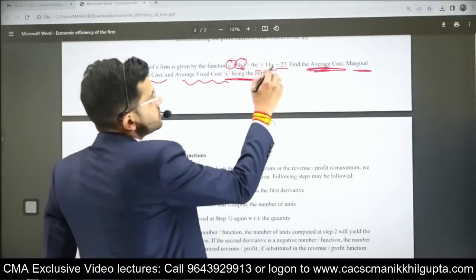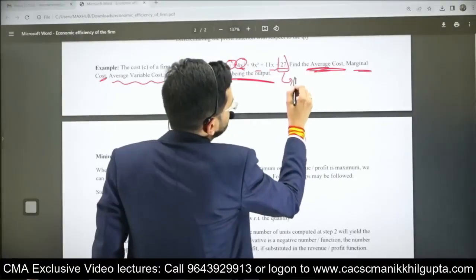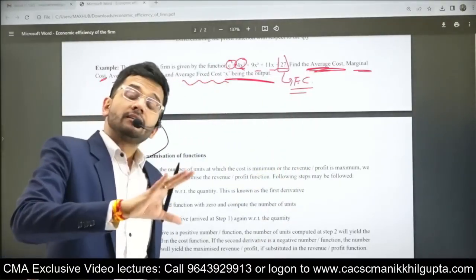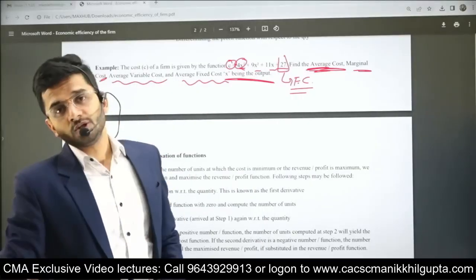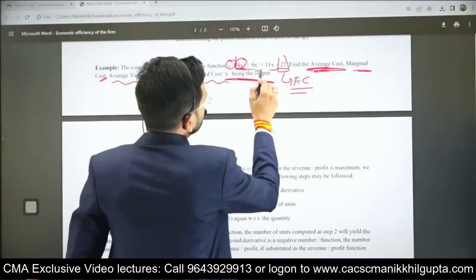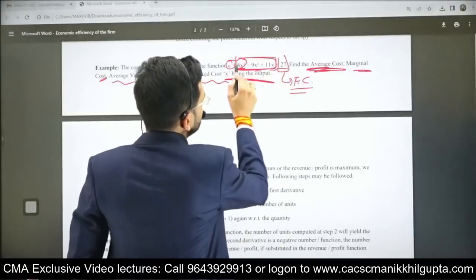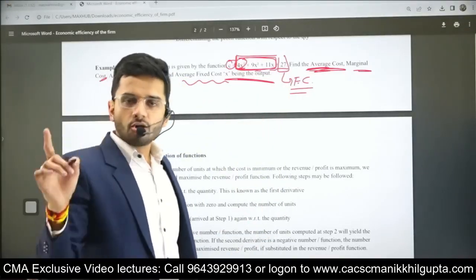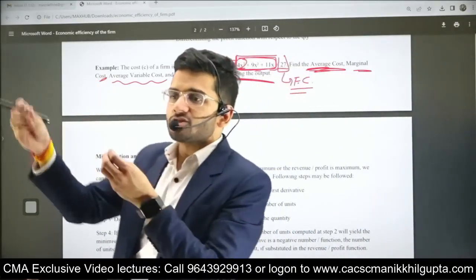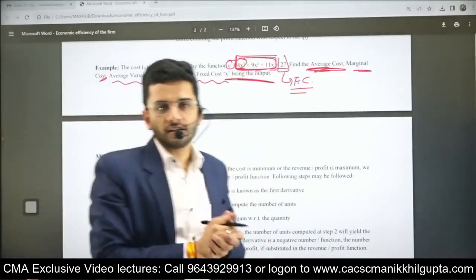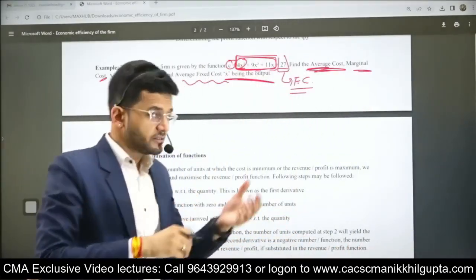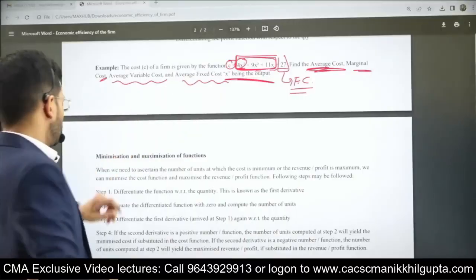Please note that 27 represents the fixed cost because there is no x. It is not dependent on the number of units produced. It will be incurred even if zero units are produced. So 27 is the fixed cost. What is the variable cost? 4x cube plus 9x square plus 11x. So total cost can be bifurcated into variable cost and fixed cost depending upon which element has x in it and which has not. Elements free of x are fixed cost; elements dependent on x are variable cost. Now we need to compute all these things.